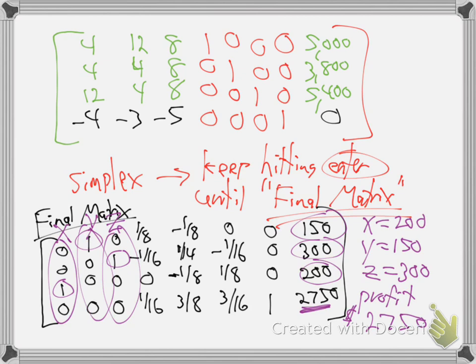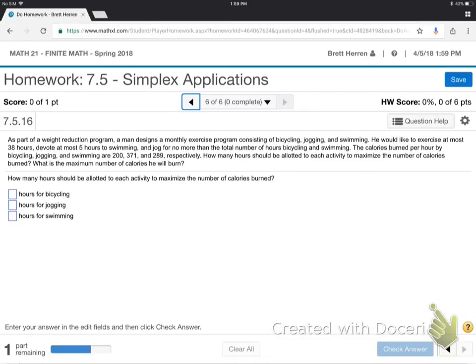All right. So let's set up number 6, and then we better get to the next chapter. Simplex for number 6. This is a weird one. Part of a weight reduction program, a man designs a monthly exercise program consisting of bicycling, jogging, and swimming. He'd like to exercise at most 38 hours, 5 hours of swimming, jogging no more than 12 hours, and so on. All right. What are my variables?